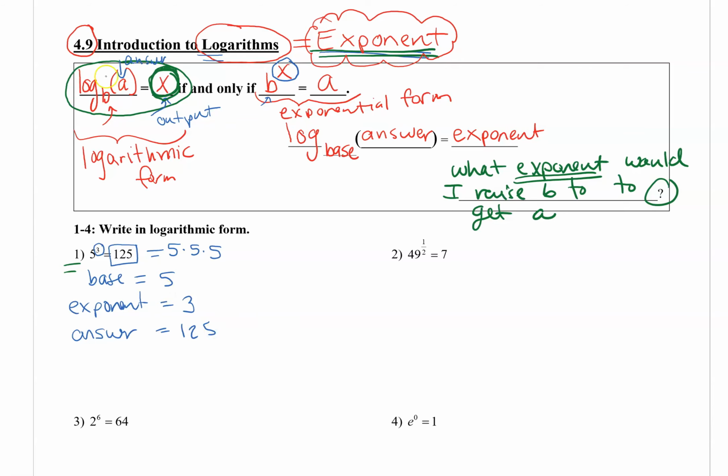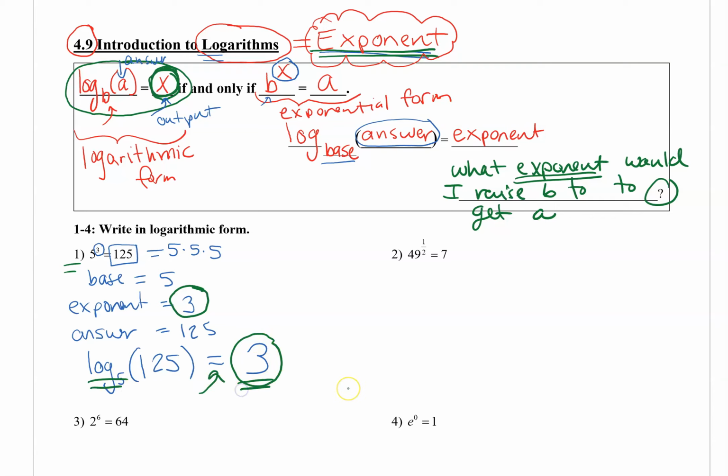So when you write a logarithmic expression, the base goes as your subscript. So my base of 5 would be my subscript. It's kind of been demoted. The answer to the exponential expression goes inside the log. So the 125 goes inside. And then the number that the log spits out is the exponent. So whatever the exponent is, that's what the log equals. The log equals the exponent.